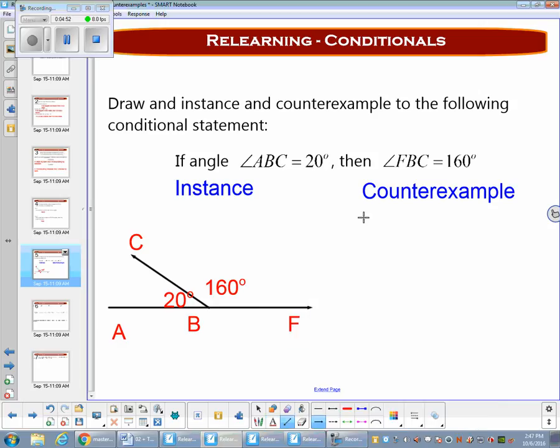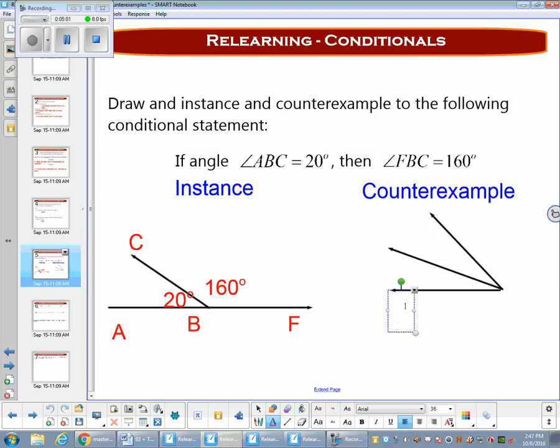Now, a counterexample would be something that proves that wrong. So I could have these things where I have ABC. Now ABC still has to be 20 because this first part has to be true. So that's 20 degrees. And now this can be anything other than 160. So say this is 30 degrees. Now this would be a counterexample because the first part's true, but the second part is false.